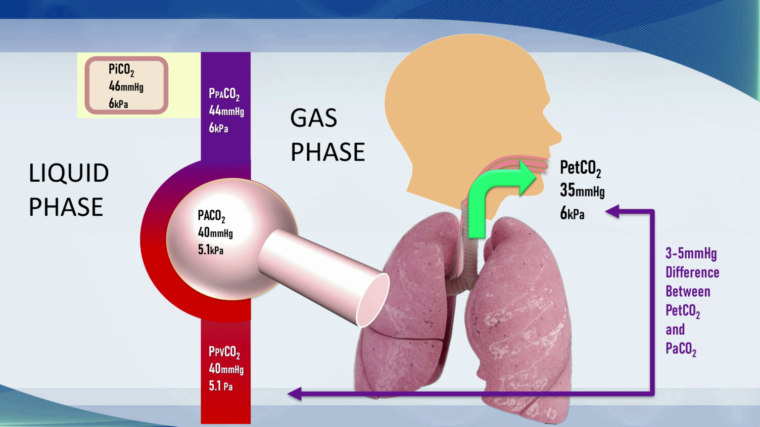So there is a bit of a gradient of about 3 to 5 millimeters of mercury, 1 and a bit kilopascals difference between the end-tidal CO2 and the arterial CO2. And for most patients, most of the time, that difference is the same. So if you do a blood gas and you have a patient on a ventilator and you're measuring end-tidal CO2 and nothing much changes, you can pretty much guesstimate what the arterial CO2 tension will be for that patient.